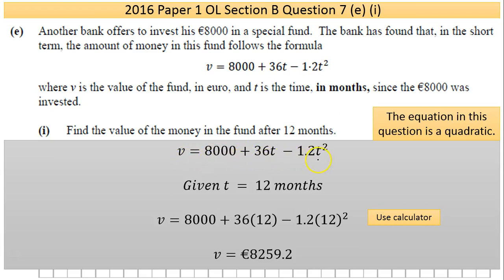There's our equation. Given T equals 12 months, we put it in. Now, this is a perfect example where a calculator does the work. So be careful that you input it correctly, and we go straight to the answer. That's your V equals 8259.2. Okay, now let's move on.